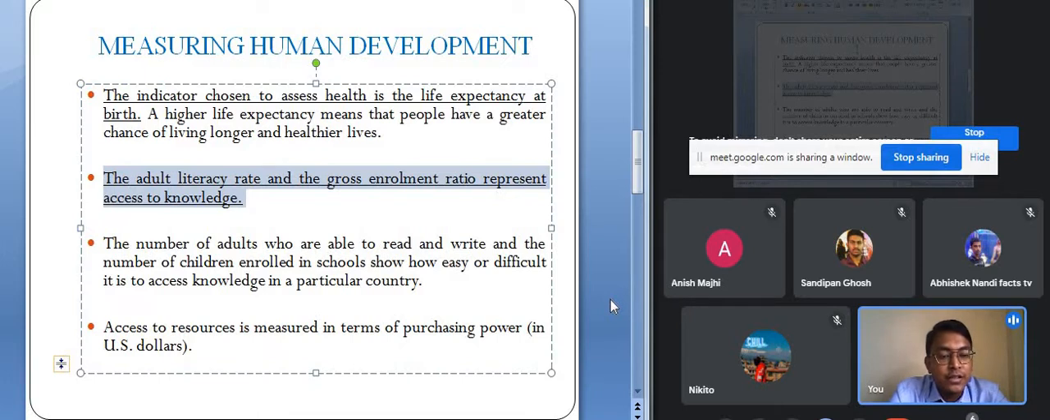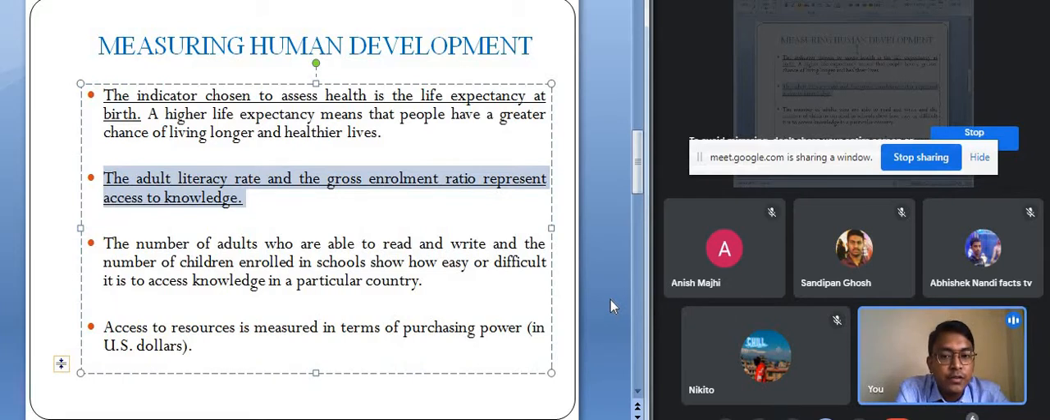Okay, to assess whether knowledge is easily accessible or not: if the literacy rate is higher and the gross enrollment ratio is higher, that means people have better access to education facilities. But if the literacy rate is less and the gross enrollment ratio is less, it shows that people find it difficult to get access to education facilities.